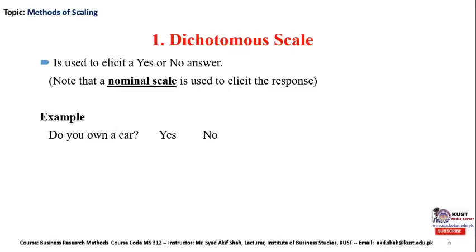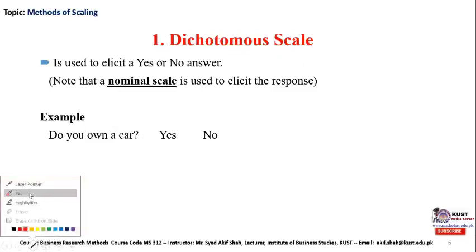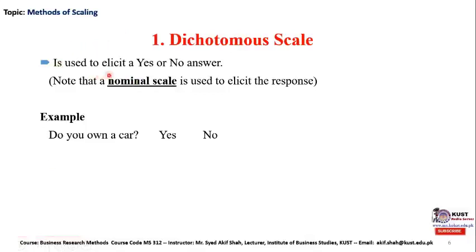Number first is a dichotomous scale. It is used to elicit a response related with yes or no type of questions. Note that a nominal scale is used to elicit the responses. Like for example, do you own a car? If the researcher is interested to find out the data related with how many people own a car in a particular organization, then he is actually collecting the data on the basis of dichotomous scale.